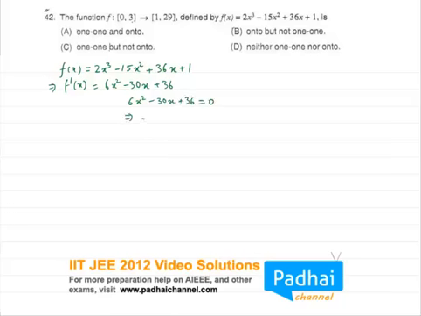So this equation becomes x^2 - 5x + 6 = 0. Or otherwise I can say the roots of this equation will be nothing but 2 and 3. So that means f'(2) will be equal to 0 and f'(3) will be equal to 0. So that means either 2 will be a point of maxima or 3 will be a point of maxima. In that sense, one of them will be a maxima and one will be the point of minima.